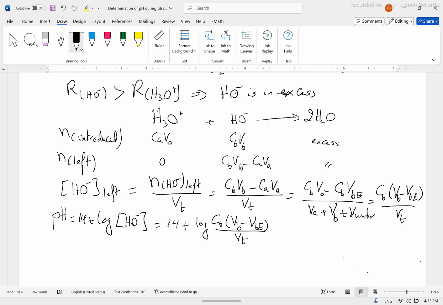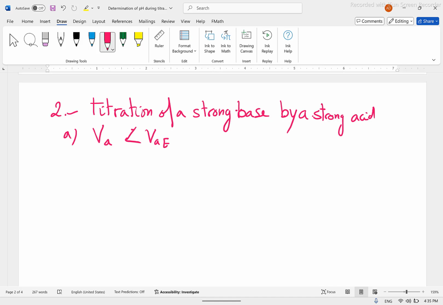This is the case of titration of strong acid by strong base, the two cases where Vb is less than Vbe and the other case where Vb is greater than Vbe. Second case, titration of a strong base by a strong acid. We have in this case two cases: where Va is less than Vae and the other case where Va is greater than Vae.